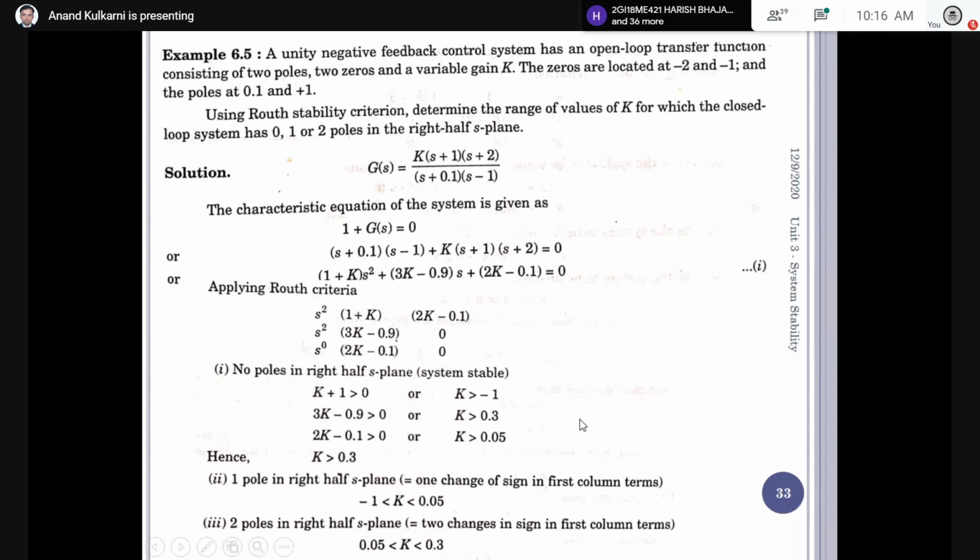If K is equal to 0.3, the system is limitedly stable, because if you put K equal to 0.3, this term will become 0. You see here, if K is equal to 0.3, 0.3 into 3 is 0.9, 0.9 minus 0.9 will be 0. So it is neither positive nor negative, hence it is limitedly stable. Whereas if K is less than 0.3, it is unstable. If K is greater than 0.3, the system is stable.